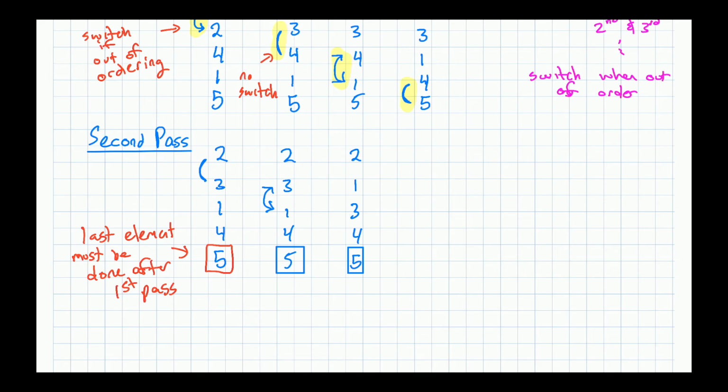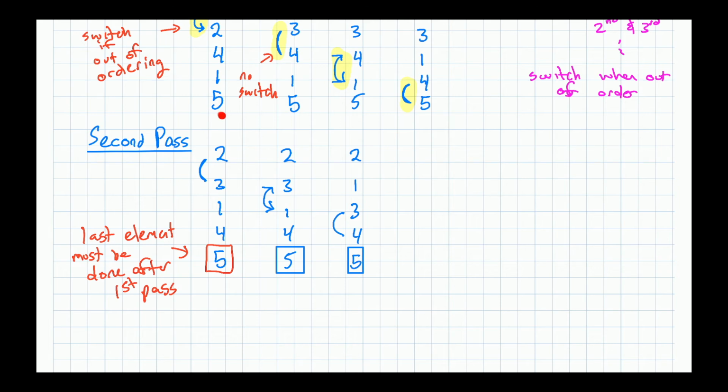And then we compare the last 2, 3 and the 4. Are those in order? They're in order, so we don't have to switch anything. And we're actually done now. We don't have to make a comparison between these 2, because we already know the 5 is in the correct place, so there's no point in comparing the 4 to 5. We already know that the 5 is bigger than the 4. It's got to be because 5 is correct.